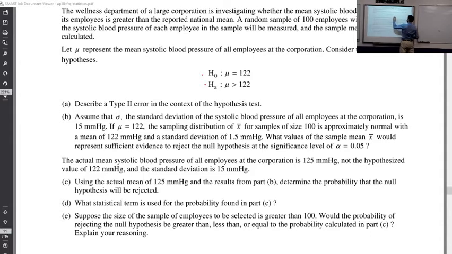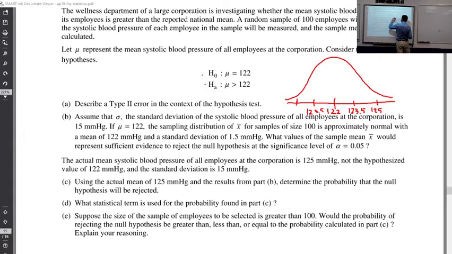Okay, so here's what our distribution looks like. I'll keep my drawings up here. Mean at 122, standard deviation at 1.5. So here's what that looks like. Two standard deviations along either side. So that's what the distribution looks like, approximately normal. There's your mean, there's your standard deviation.